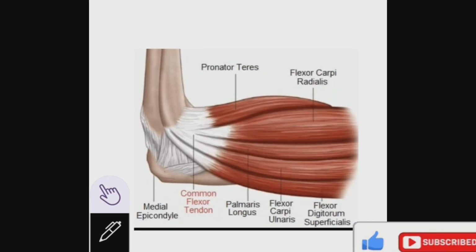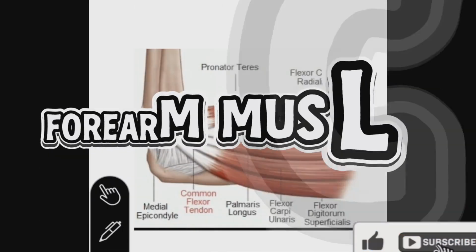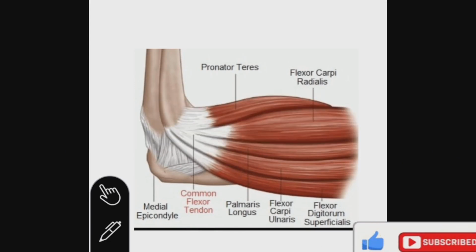We'll talk about the anatomy of the forearm. The forearm is the longest portion of the upper limb. It extends from the elbow to the wrist, and the muscles there are usually for movement of the wrist and the fingers. They are also for pronation and supination. Just like the arm, the forearm is divided by an intermuscular septum into an anterior compartment, which is a flexor or pronator compartment, and a posterior compartment, which is an extensor or supinator compartment.